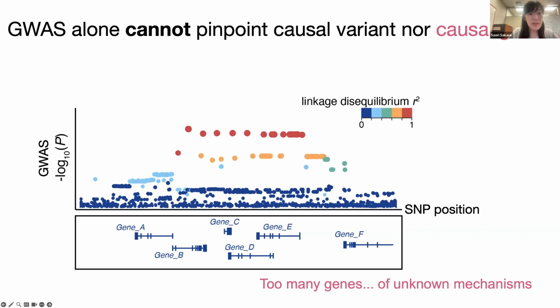And also, typically, each locus contains many genes like gene A, B, C, D, and E. So even after distinguishing the true causal variant, it's not straightforward to identify the causal gene that is mediating the disease risk by having the non-coding variation at this locus. But importantly, without this causal gene information, we cannot functionally interpret this disease locus, and we cannot use this knowledge to develop, for example, novel therapeutic targets.